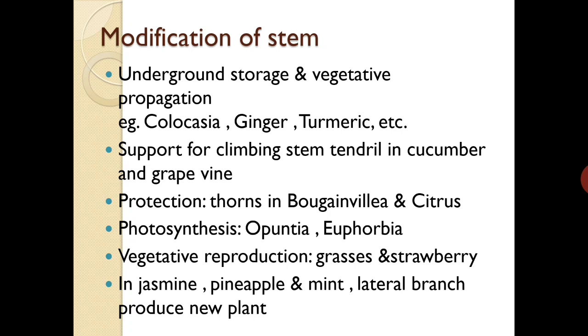The protection thorns in the case of the bougainvillea and citrus plants, protection from any other animals. You can see there is a thorn, कांटे होते हैं bougainvillea और citrus plants में, जिससे कि grazing animals उसके leaves को और fruits को खा ना सकें. तो protection है. And sometimes it is responsible for the photosynthesis also.